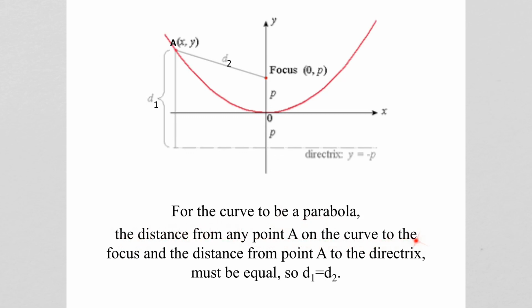And so under this, it says, for the curve to be a parabola, the distance from any point A on the curve to the focus and the distance from point A to the directrix must be equal, so D1 would equal D2. Just to mark that for you, that would show this is congruent to this. And to show that where our P values are, that also means this little length is congruent to that little length.